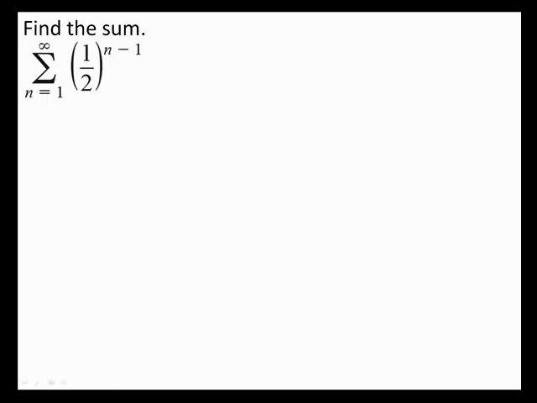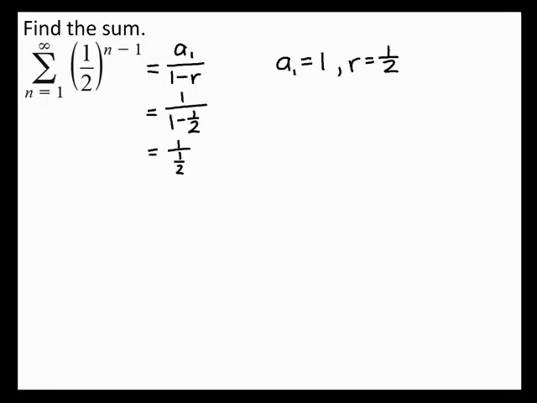Find the sum. The sum from n equals 1 to infinity of 1 half to the n minus 1. Use the formula for infinite geometric sums. You find that a sub 1 is equal to 1 and r is equal to 1 half. Substitute 1 in for a sub 1 and 1/2 in for r. Simplify 1 minus 1/2. Simplify 1 divided by 1/2. You find the sum is 2.